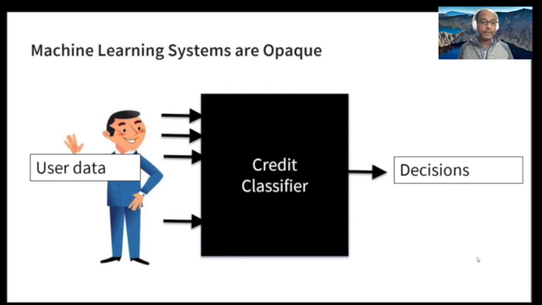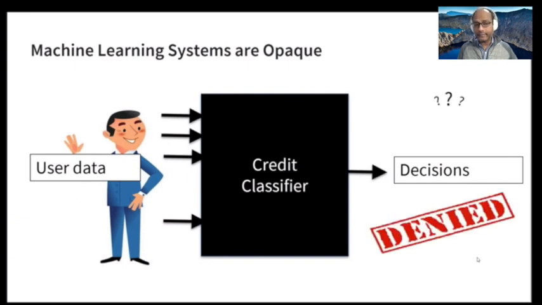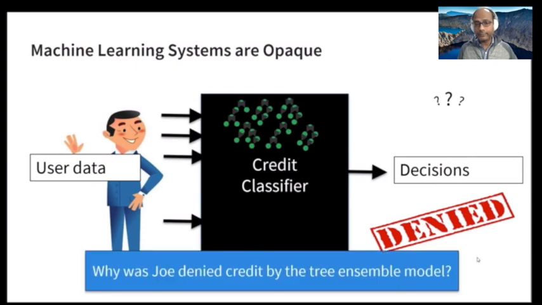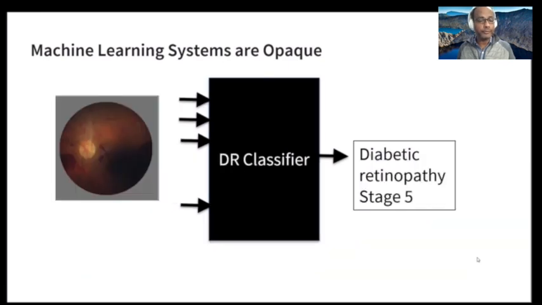As we start adopting more complex machine learning systems, many of these systems remain quite opaque. Consider this credit classifier that processes Joe's loan application and decides to deny him credit. At that point, an immediate question is, why was Joe denied credit by this tree ensemble model? Historically, these kinds of decisions have been made by simpler linear rule-based systems or linear models that are fairly easy to explain. But once you get to tree ensemble models with hundreds or even thousands of trees, the question remains non-trivial to answer.